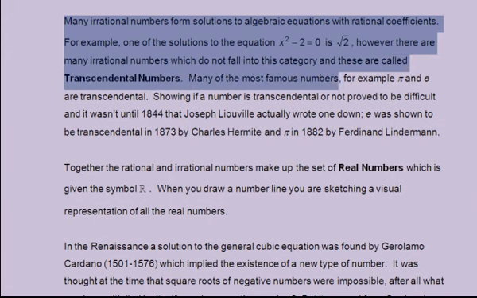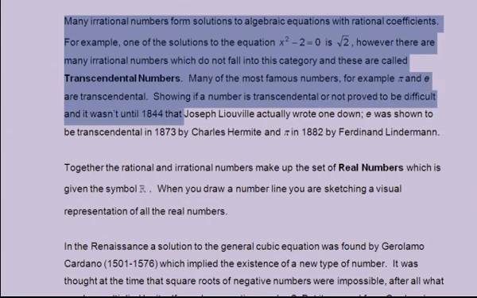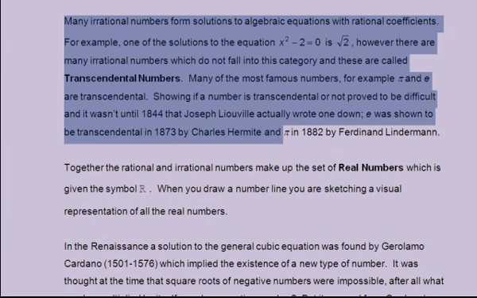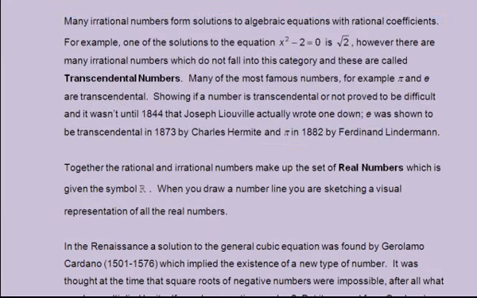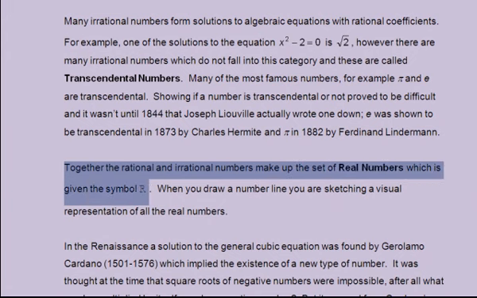Many of the most famous numbers, for example pi and e, are transcendental. Showing if a number is transcendental or not proved to be difficult, and it wasn't until 1844 that Joseph Liouville wrote down one. e was shown to be transcendental in 1873 by Charles Hermite, and pi in 1882 by Ferdinand Lindemann. Together, the rational and irrational numbers make up the set of real numbers, which is given the symbol R.